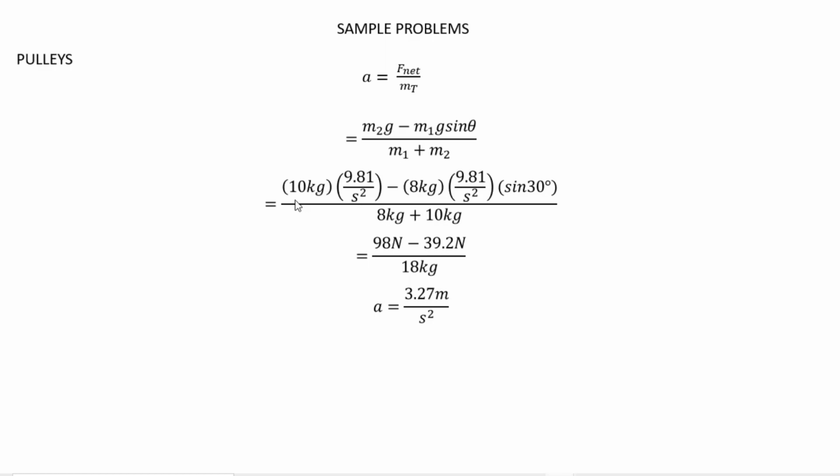So substitute all the values, then we will get 10 kilograms times 9.81 meters per second squared minus 8 kilograms times 9.81 meters per second squared times sine 30 degrees, over 8 kilograms plus 10 kilograms. Then we will have 98 newtons minus 39.2 newtons over 18 kilograms. And by calculating this, we will have our acceleration that is equal to 3.27 meters per second squared.